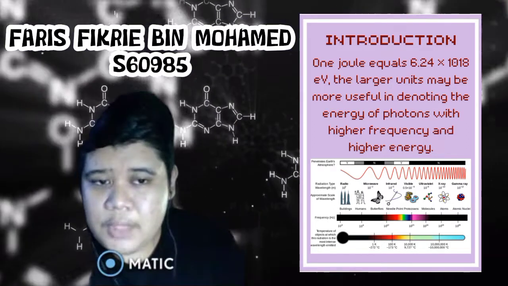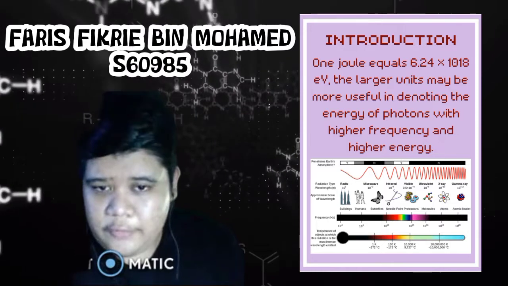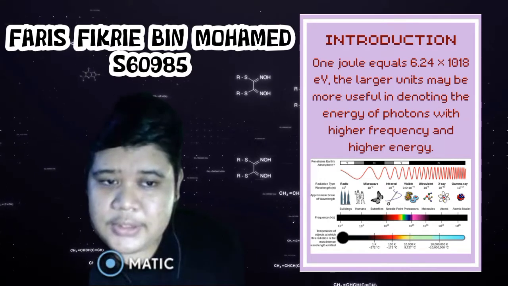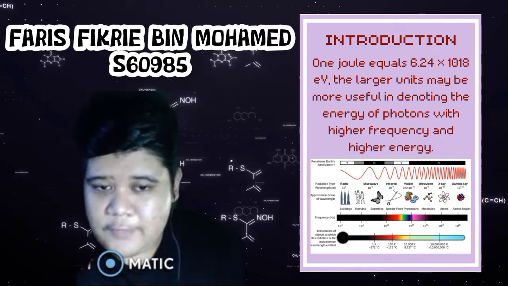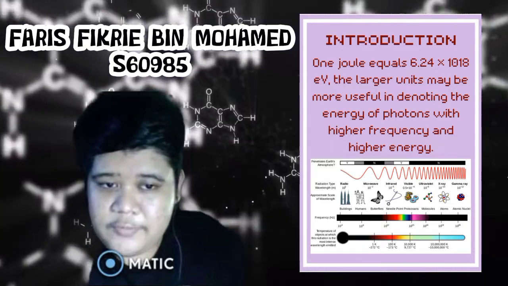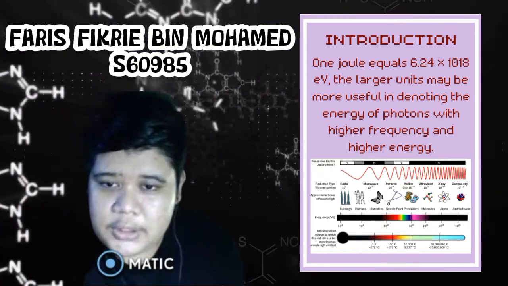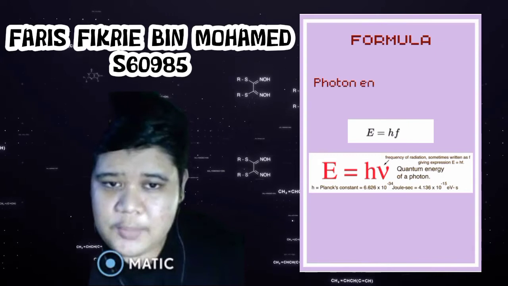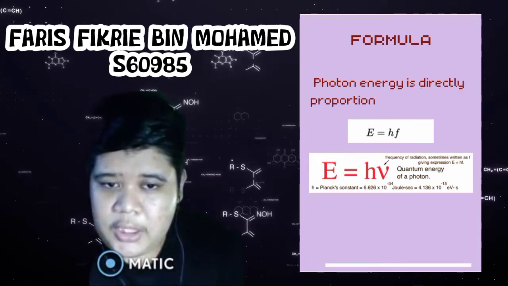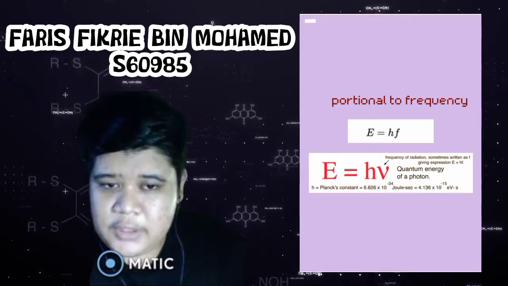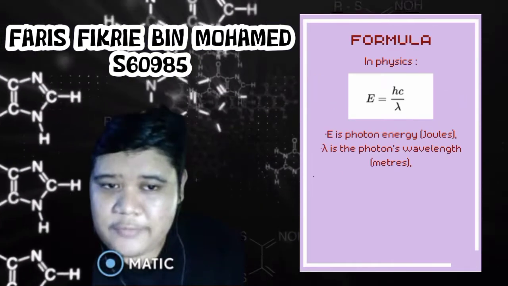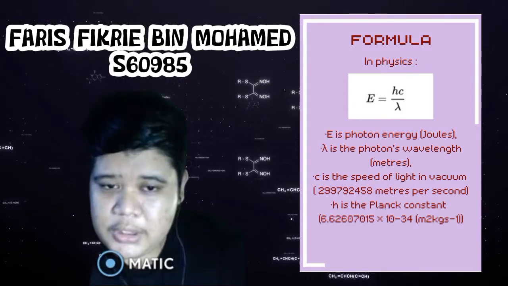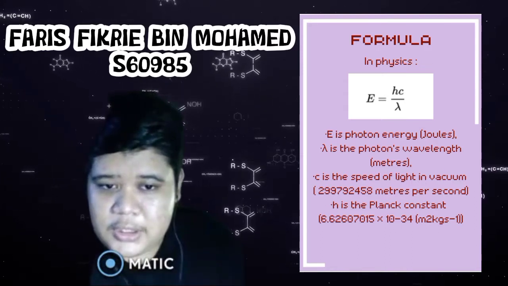Therefore, the larger units may be more useful in denoting the energy of photons with higher frequency and higher energy, such as gamma rays, as opposed to lower energy photons, such as those in the radio frequency region of the electromagnetic spectrum. In physics, photon energy is directly proportional to frequency, where E equals hv, but sometimes the frequency of radiation is written as f, giving the expression E equals hf, where h is the Planck constant.